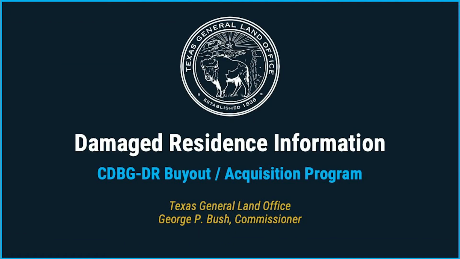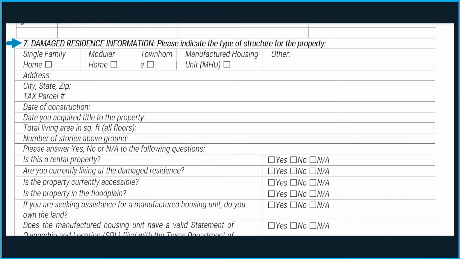Section 7 is where the applicant provides information on the damaged residence that the homeowner is applying to be bought out or acquired. First, the applicant should check the type of structure. A single-family home is designed to be a single-unit family residence that has its own private and direct entrance with only one kitchen and one set of utilities.